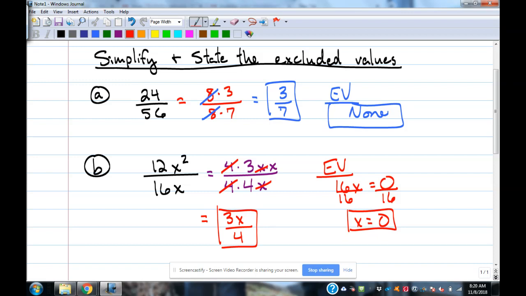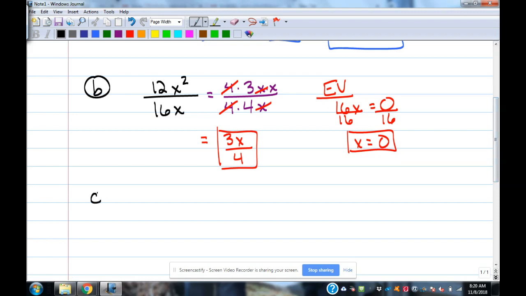Okay. Now, can you shortcut that a little bit? Do a lot of that in your head? Absolutely. I expect you to. Okay. Let's do another one kind of similar to that and see if we can shortcut a little bit. Let's say we had 21x to the third over 42x squared. Again, I'm going to find EVs before we simplify. Excluded values happen before we simplify.